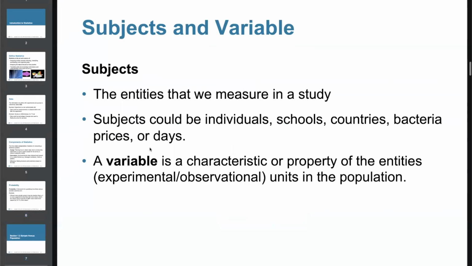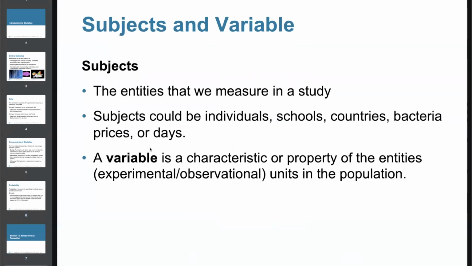Another two important definitions are about the subjects and the variable. A subject is an entity that we measure in the study. So maybe it's individuals, people, maybe schools, maybe countries, maybe counties, maybe states, maybe bacteria, maybe prices of a specific product, or days. So this is the subject in statistics in general.